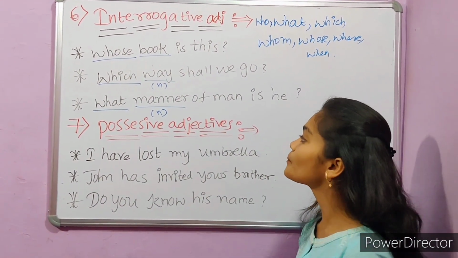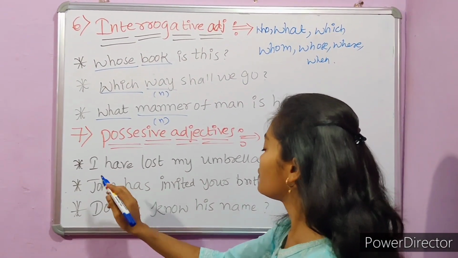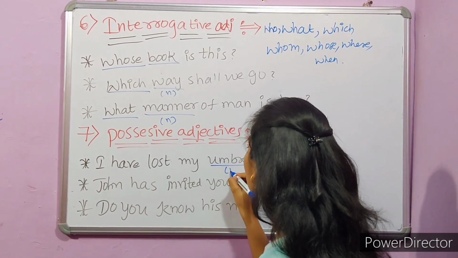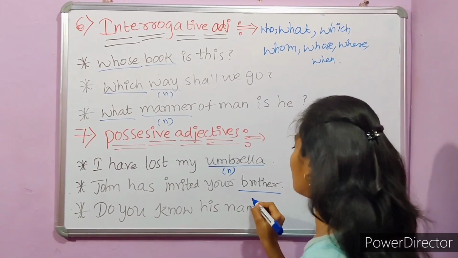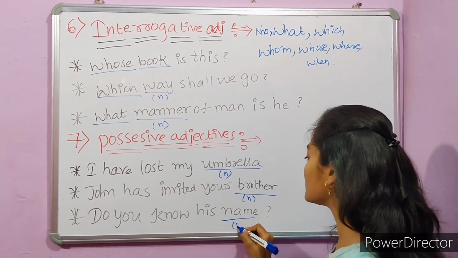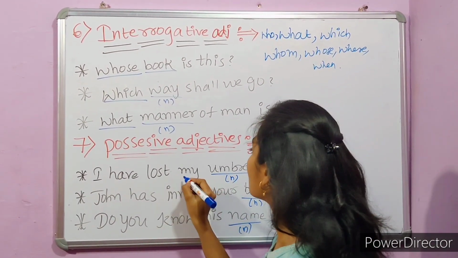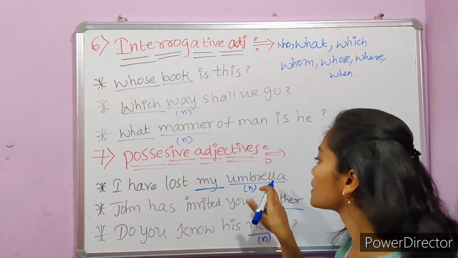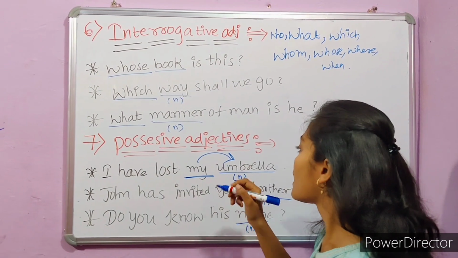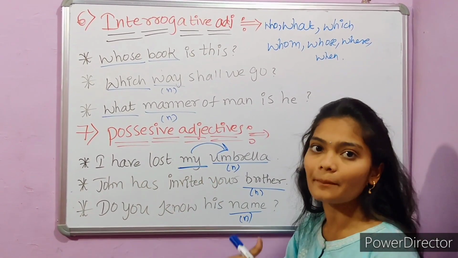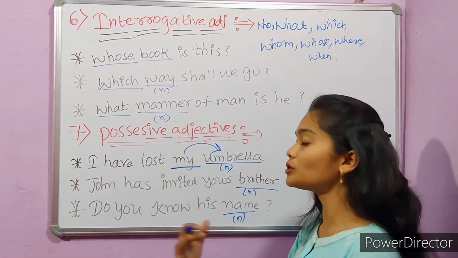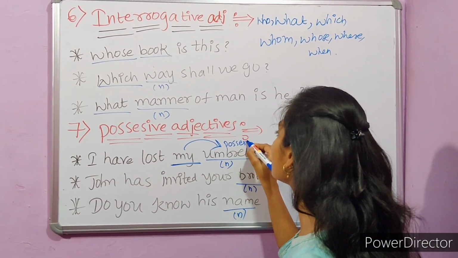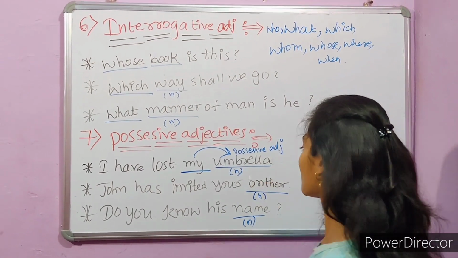And the next thing is possessive adjectives. If you observe these sentences, I have lost my umbrella. Here umbrella is a noun. Here brother is a noun. And here name is a noun. The word my describes the noun umbrella. In I have lost my umbrella, it shows a possession or ownership. So it acts as a possessive adjective.